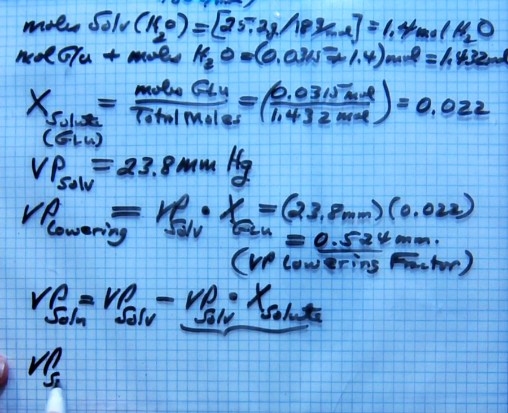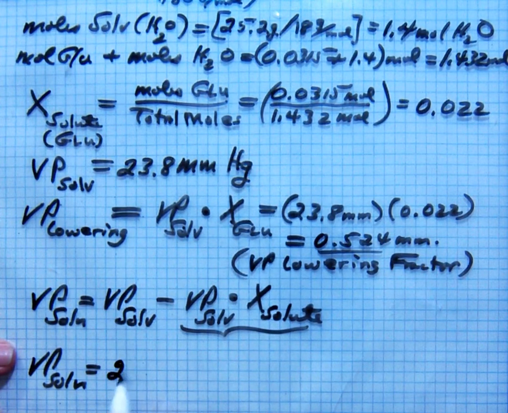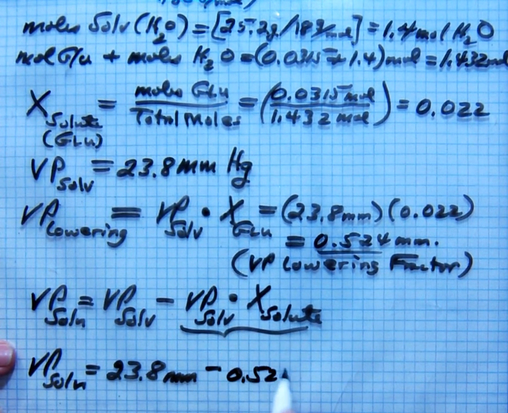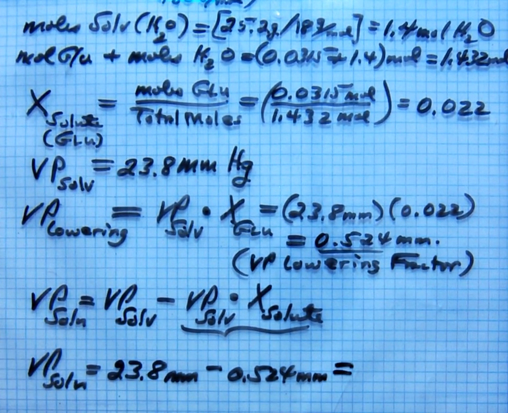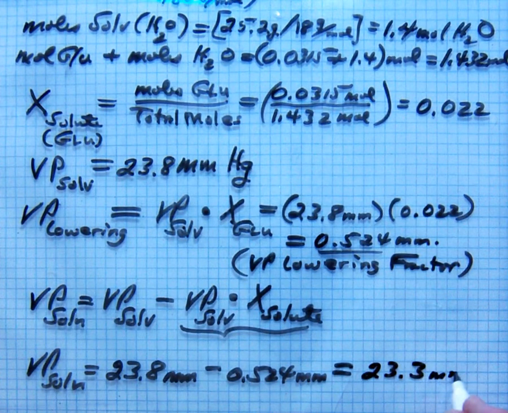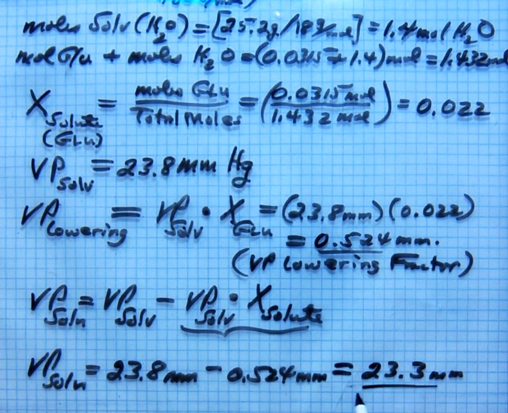So vapor pressure of the solution now is, what was the beginning vapor pressure? 23.8 millimeters minus 0.524 millimeters. And so the final solution pressure is 23.3. And in some applications, that's a significant drop in vapor pressure.